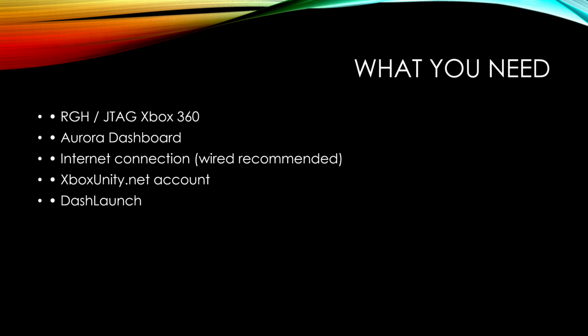Before we start, here's what you'll need. You'll need an RGH or JTAG console, the Aurora Dashboard installed and set up, an internet connection, wired preferably, an XboxUnity account, and DashLaunch already set up on your console to do the configurations.